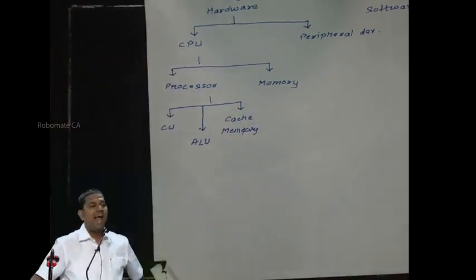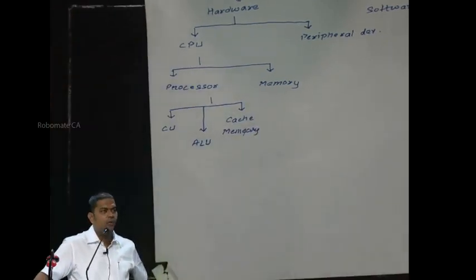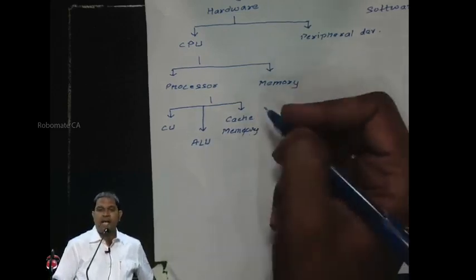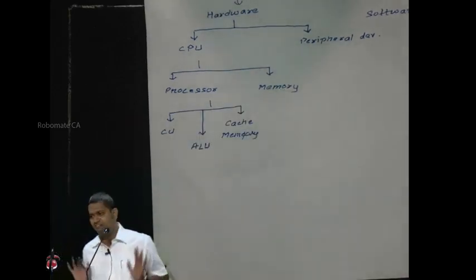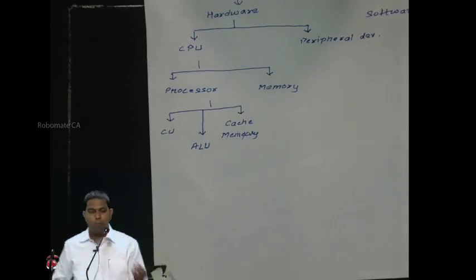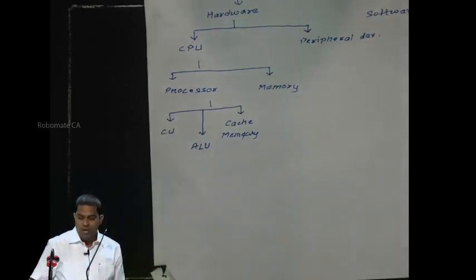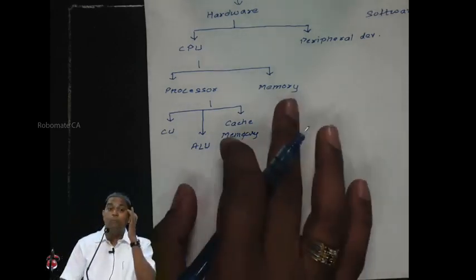Then the third component is called cache memory. It has to be pronounced as cache memory and not chachi memory. Cache memory is that memory which is used by the processor itself. The basic operations which are required to be performed will be done by the cache memory. And now we are coming to memory.